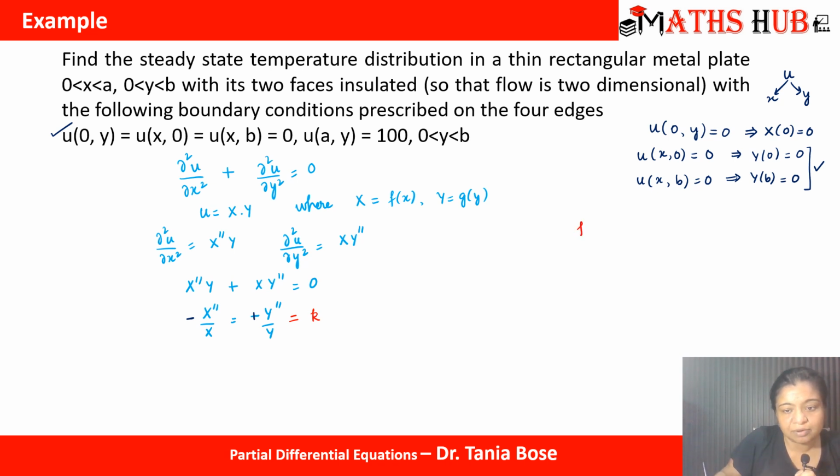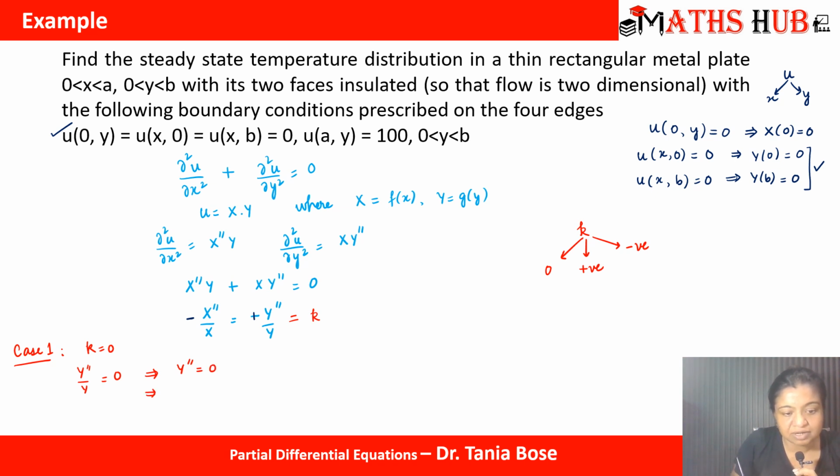Now, what are the possible values of these k? K can be 0, k can be positive, or k can be negative, right? So, we will first take the case when k is 0. Case number 1, when k is equal to 0. So, let us take y double dash by y is equal to 0. So from here, the equation that is framed is y double dash is equal to 0.